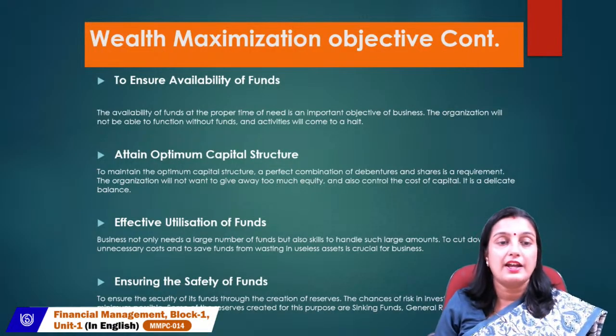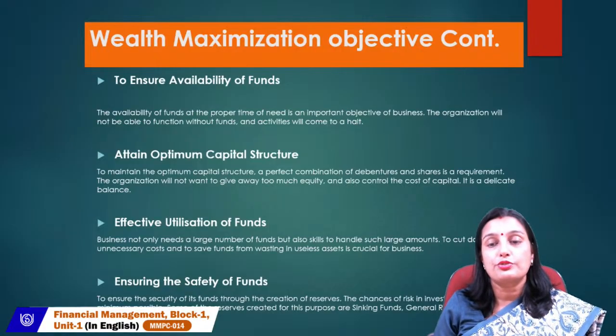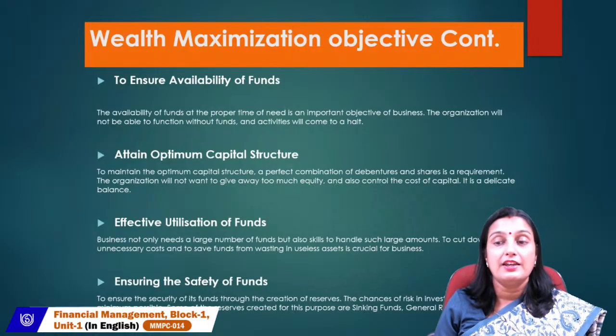Then the second part is to attain the optimum capital structure. To maintain the optimum capital structure, a perfect combination of debentures and shares is required. The organization will not want to give away too much equity and also wants to control the cost of capital. It is a delicate balance. So optimal capital structure means utilization of resources optimally.